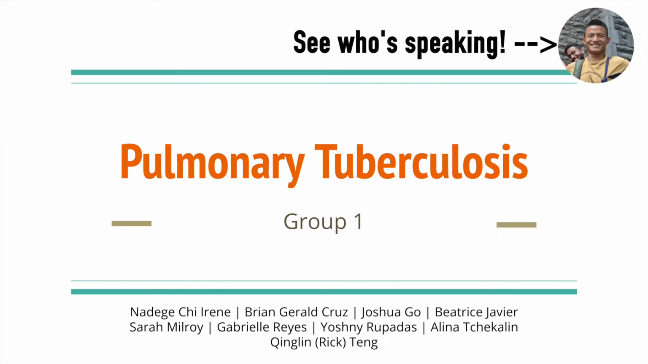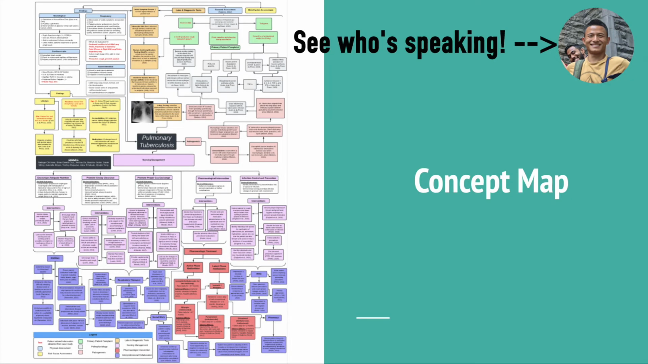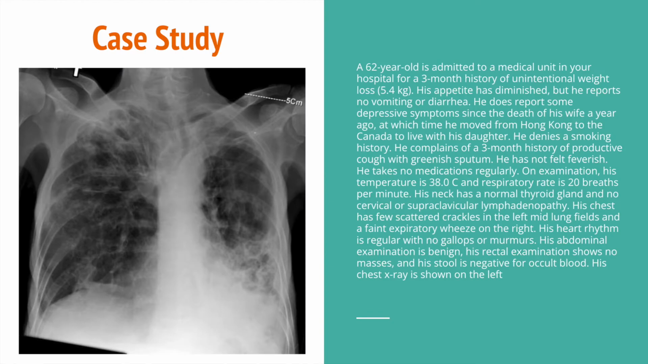Welcome to the Group 1 presentation on pulmonary tuberculosis. This will be a video explanation of our concept map, documenting our arrival at this diagnosis, informed by this image, our assessment findings, patient symptoms, and knowledge of pathophysiology. All information and case study will be attached at the end for your reference.